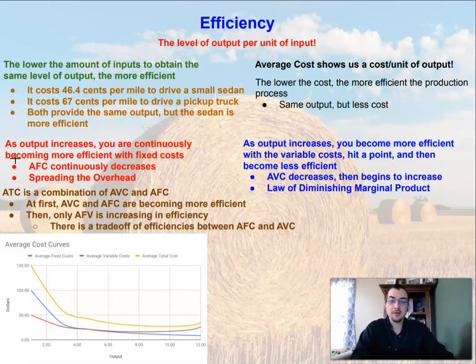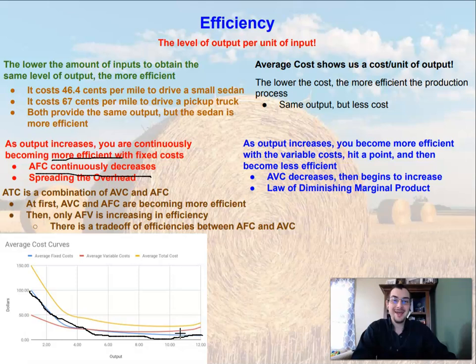So first and foremost, as output increases, you are continuously becoming more efficient with your fixed costs. Remember that your average fixed cost continuously decreases. If we look down here at this graph, your blue line is your average fixed cost, and that blue line just continuously keeps going down.